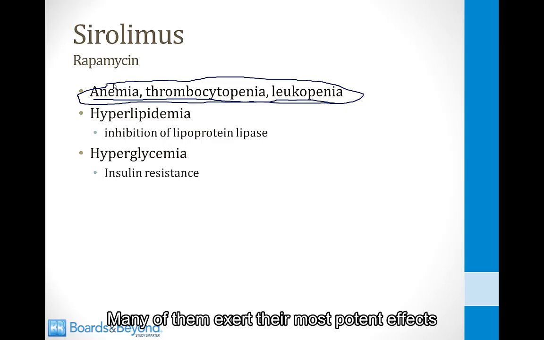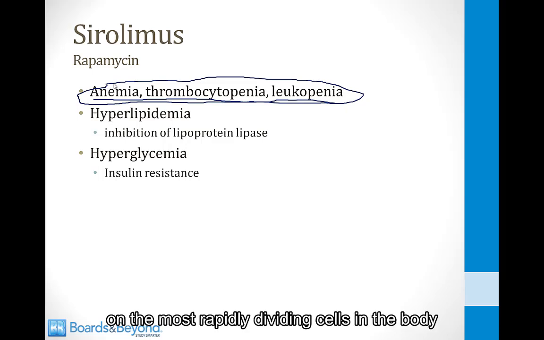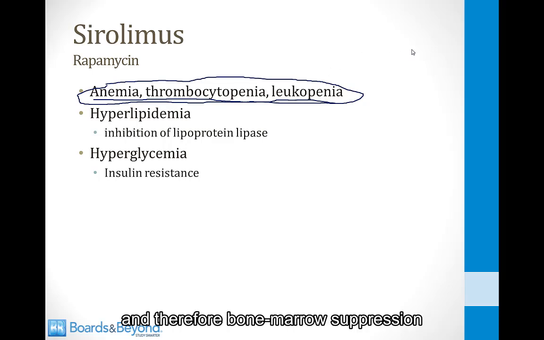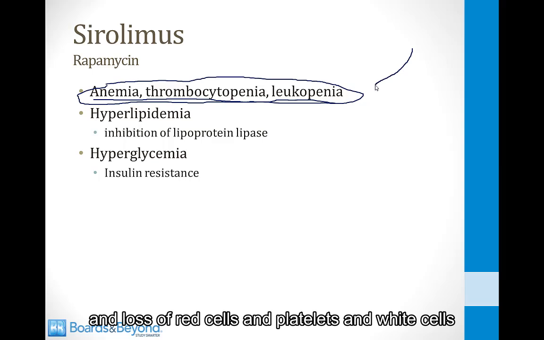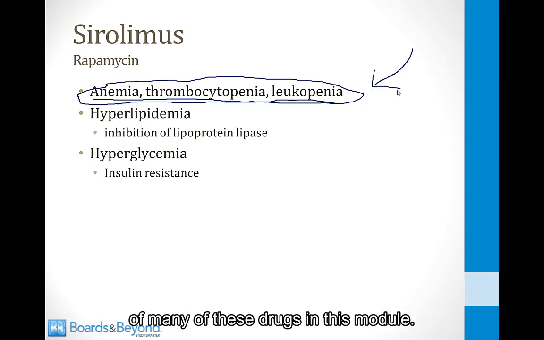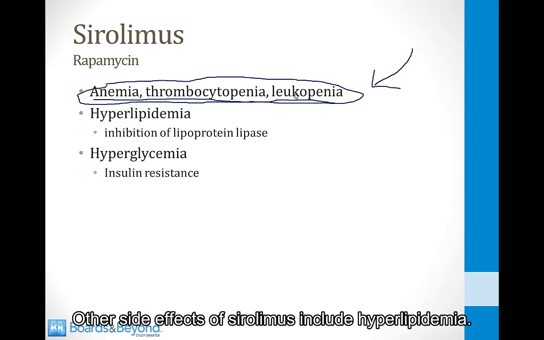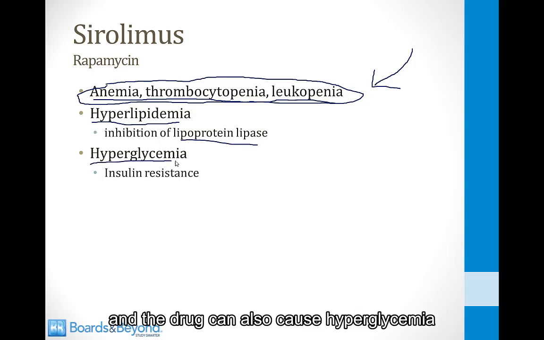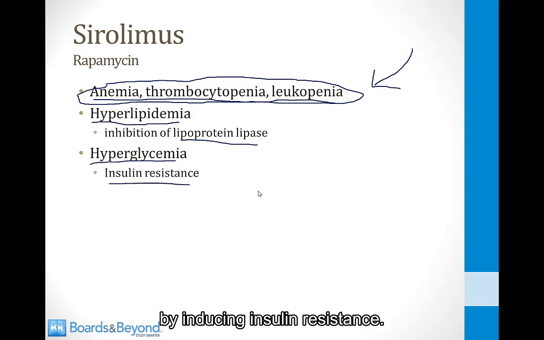Many of them exert their most potent effects on the most rapidly dividing cells in the body, and those are often the cells of the bone marrow, and therefore bone marrow suppression and loss of red cells and platelets and white cells is a common side effect of many of these drugs in this module. Other side effects of sirolimus include hyperlipidemia. The drug can inhibit lipoprotein lipase, and the drug can also cause hyperglycemia by inducing insulin resistance.